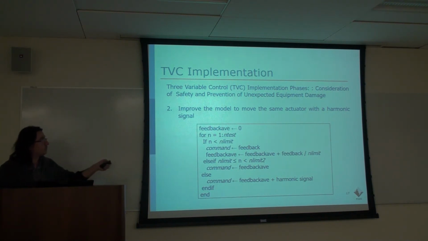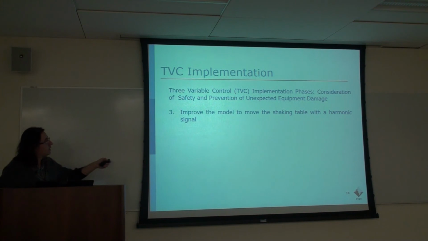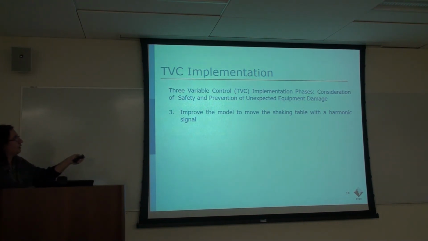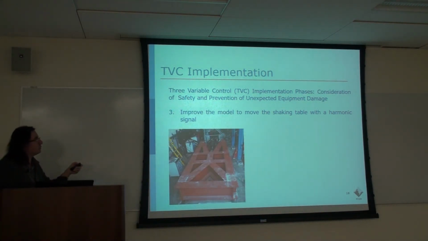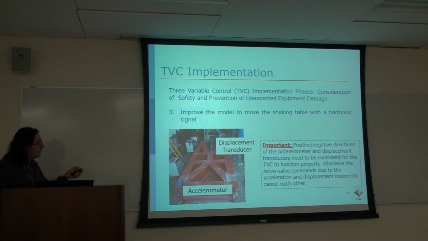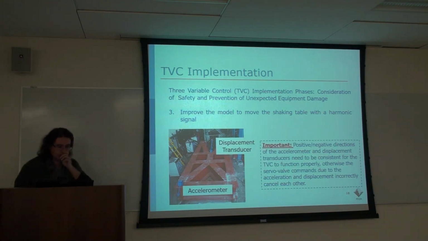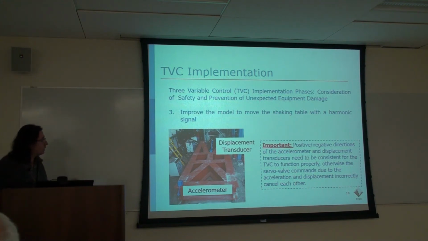And after making sure about these steps on this single actuator, then we moved on to the table and started to move it with a harmonic signal. And one critical thing here is the displacement transducer and the accelerometer signs, measurement signs, need to be consistent for this thing to work properly. Otherwise, the servo commands due to these two things will cancel out, and you would have unexpected controller issues.